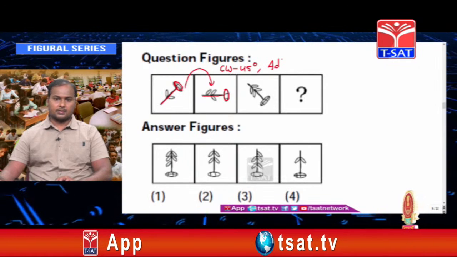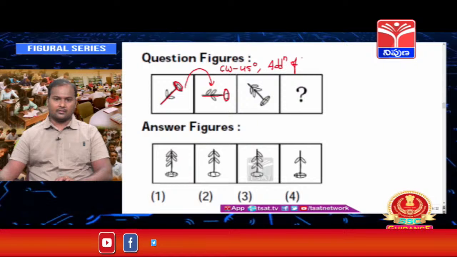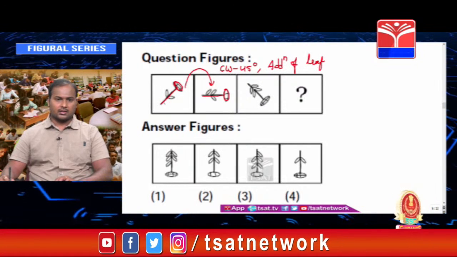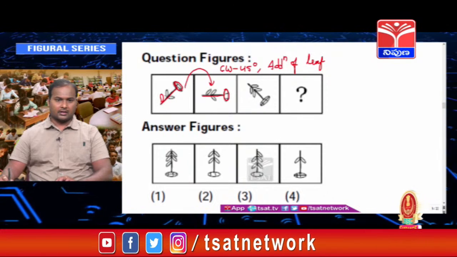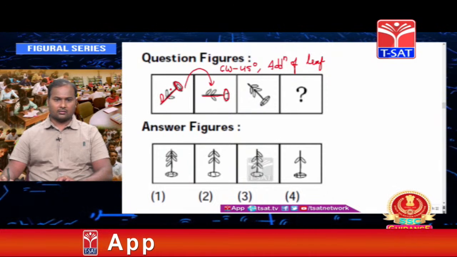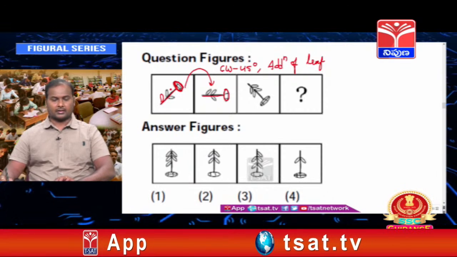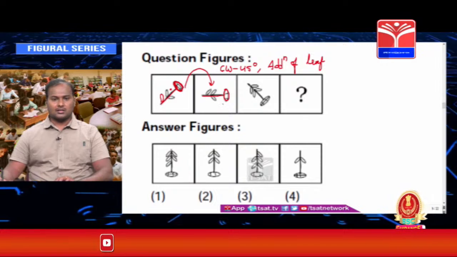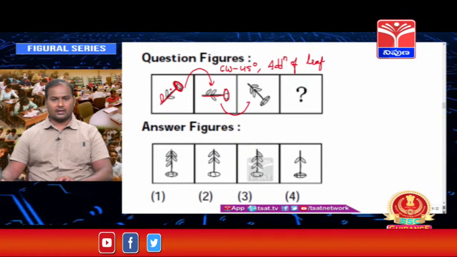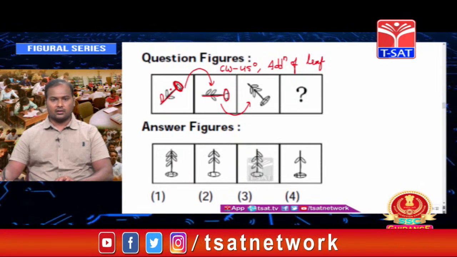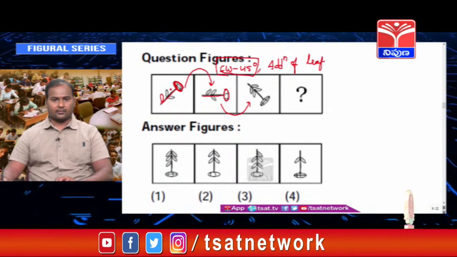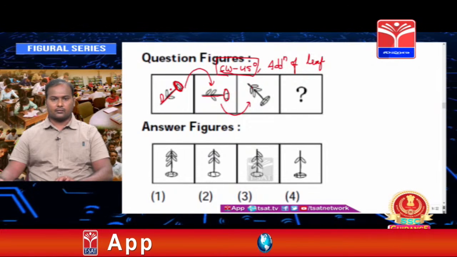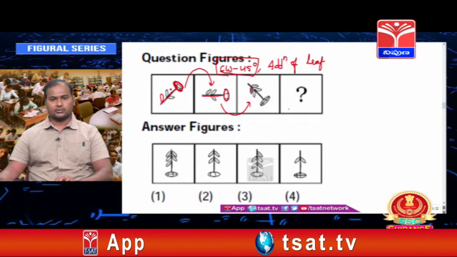What is the second change? There is an addition of a leaf. Now is the leaf added on the inside or outside? The leaf is added on the outside here, but not on the inside or near this particular circle. So it is an addition of a leaf to the outside. Now what is the change I can observe from this figure to the next figure? Here also you can see clockwise rotation by 45 degrees. Yes, correct. And there is an addition of one more leaf to the outside. So this is also correct.